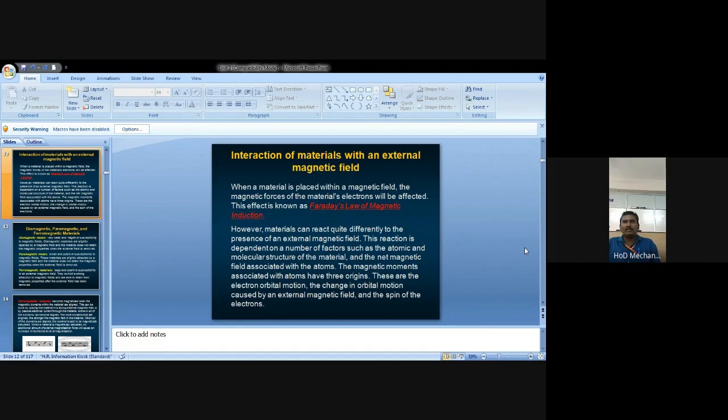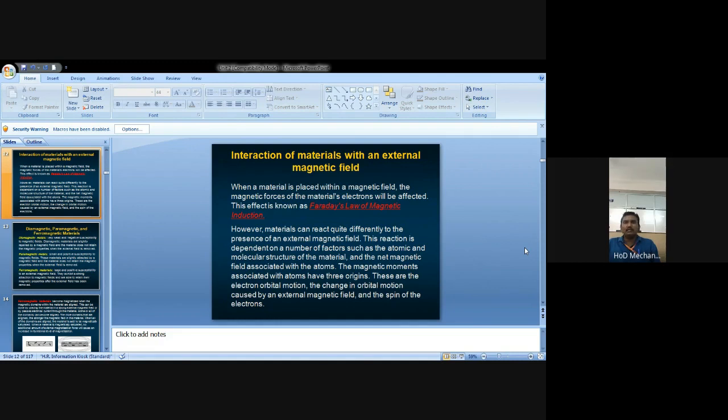However, materials can react quite differently to the presence of an external magnetic field. This reaction is dependent on a number of factors, depending upon the atomic and molecular structure of the material. If an external magnetic field is present on the working specimen, that means the testing specimen, the magnetic particles will react depending upon the external magnetic field.